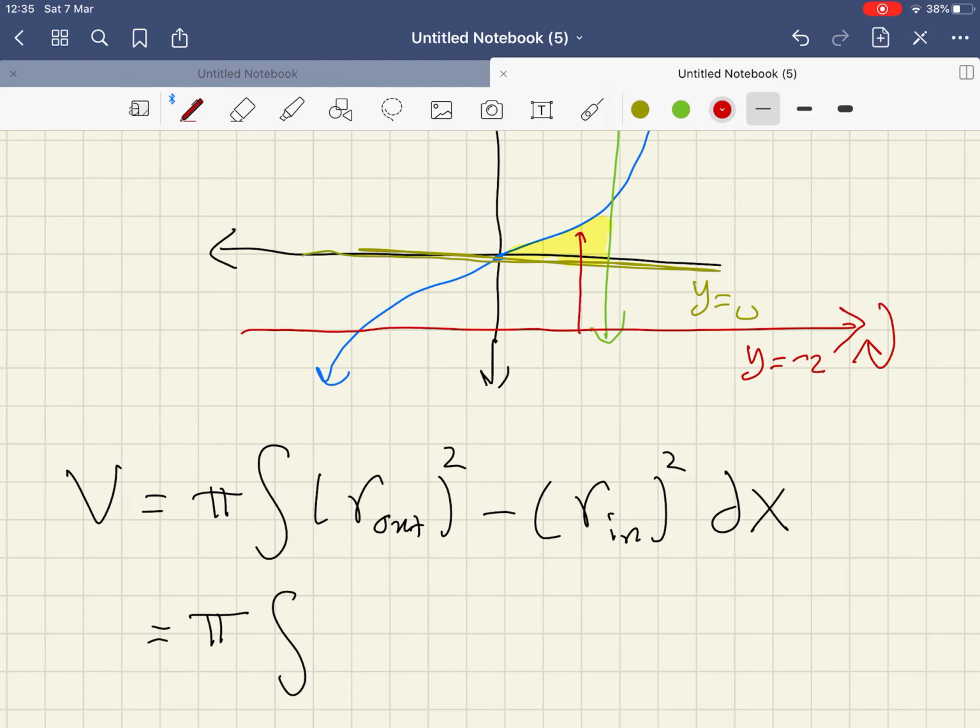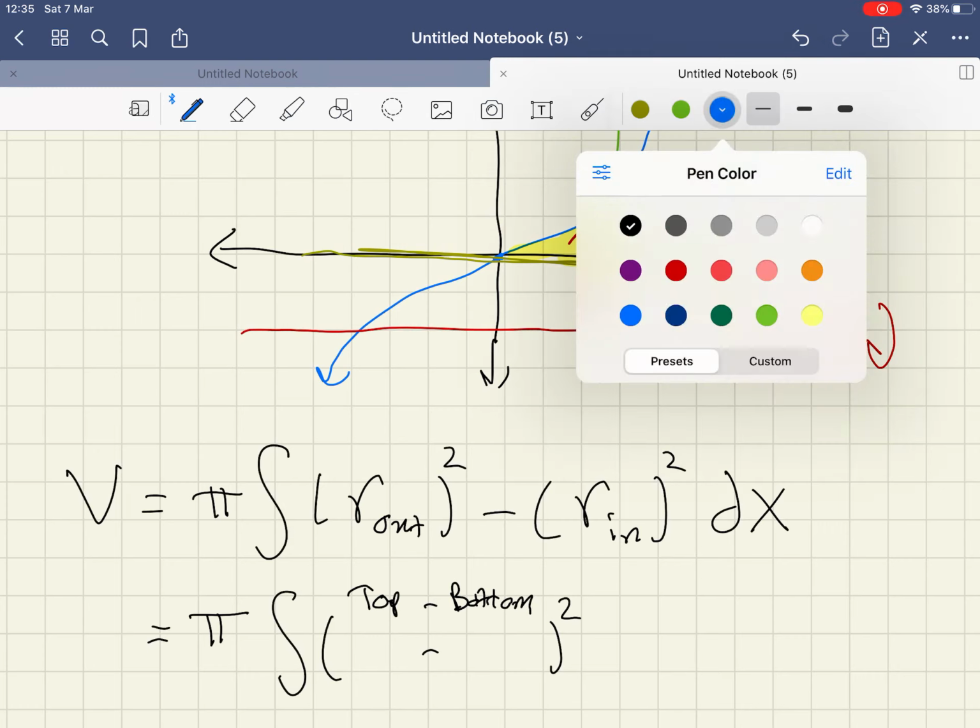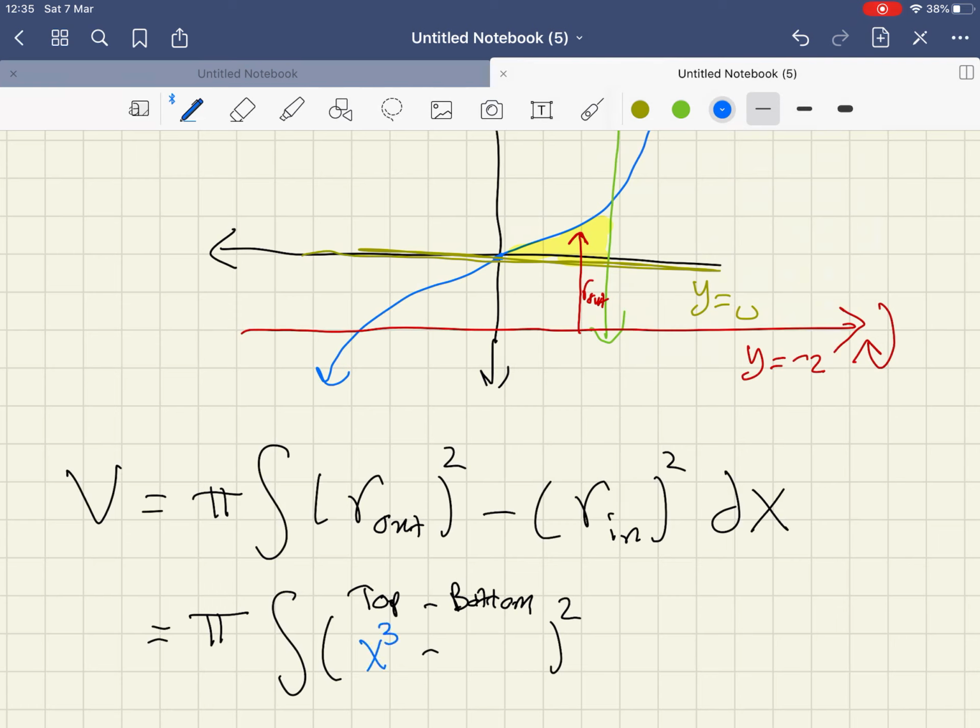R out, we take an arrow from the region to the maximum I can go. This is what we call R out. And that will be top minus bottom. And the top of this line, if you can see here, is the blue function, which is x cubed. And the bottom, as you can see here, is the red function, which is -2. So this would be minus -2. So be careful. This is negative from the formula, and this is -2 because the line is -2.